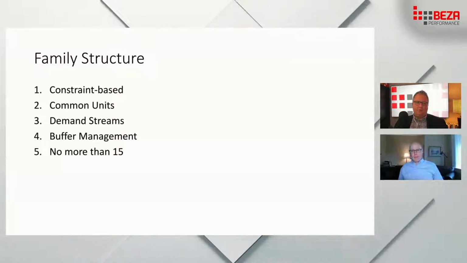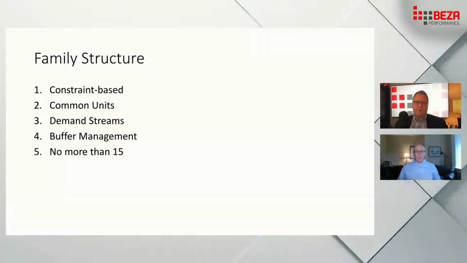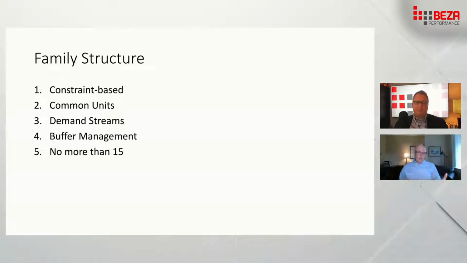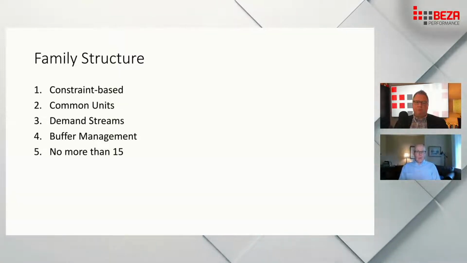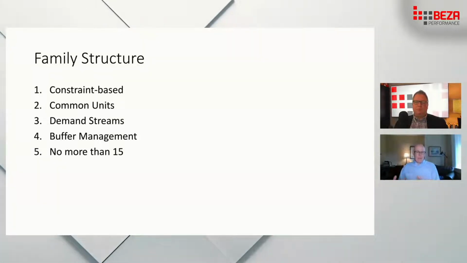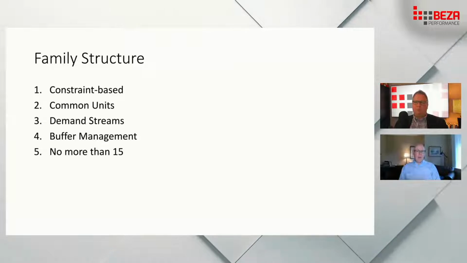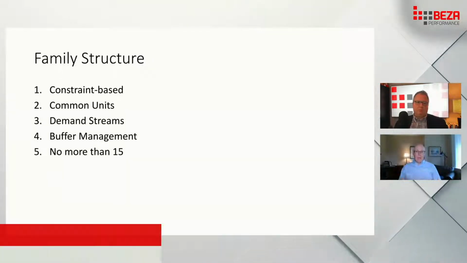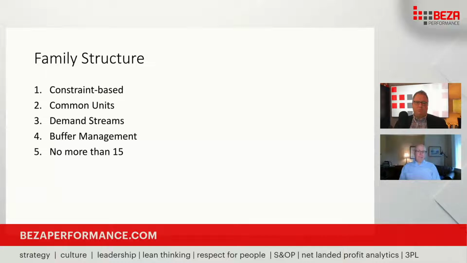That's an excellent point. So when I look at the family structure, the things I wanted to cover today are the 5 big ones that I would look at in how you structure your S&OP families for presenting in the executive meeting. These to me are the big 5. Got to be constraint based, got to do the family in common units. You have to have the ability to break demand into different demand streams, I'll explain what I mean by that. It's got to facilitate buffer management, and you really should have no more than 15 in the executive meeting. And we'll talk about that at the end.